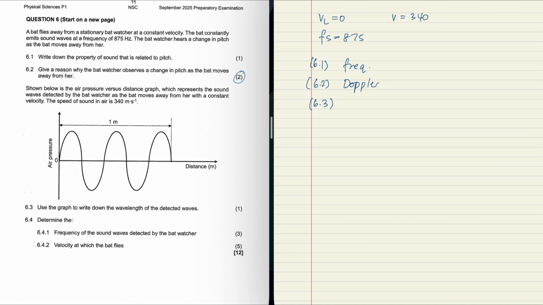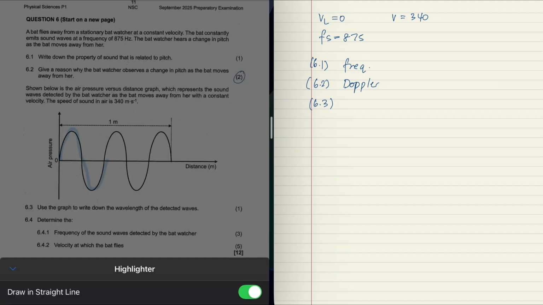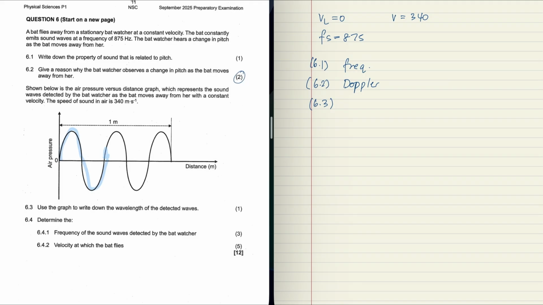In this diagram, I can see 2.5 waves. So here's one wave. Then here's another wave. That's 2, and then half. So 2.5 waves have a distance or a length of 1 meter. Wavelength is how long is one wave. So one wave is going to equal 1 divided by 2.5, which is equal to 0.4 meters.